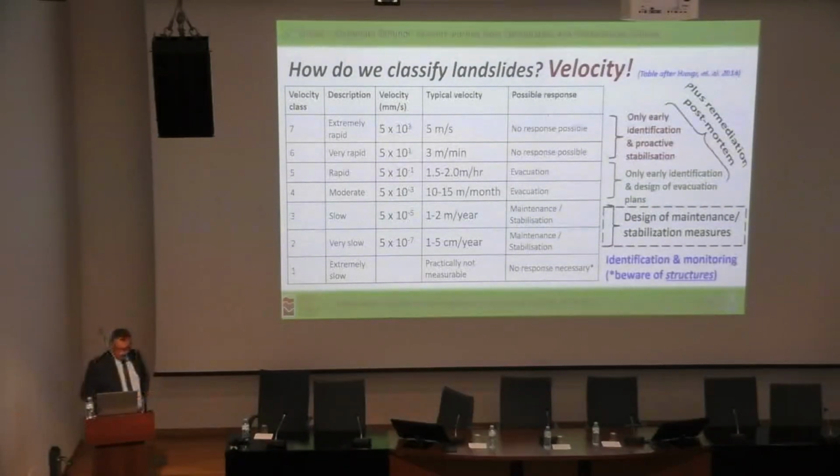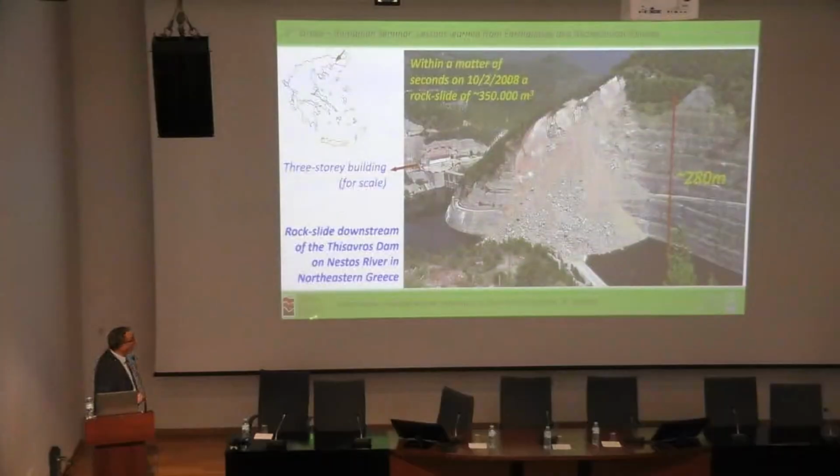So some examples. A major rockfall, to my knowledge the largest rockfall that has taken place in historical times in Greece, 350,000 cubic meters, on the 10th of February of 2008, within a matter of seconds. On a gneiss slope, 280 meters high plus another 20-30 meters below the waterline, which was already standing there, totally stable, for something like 15 to 20 years after the construction of the Thessaloniki Dam.